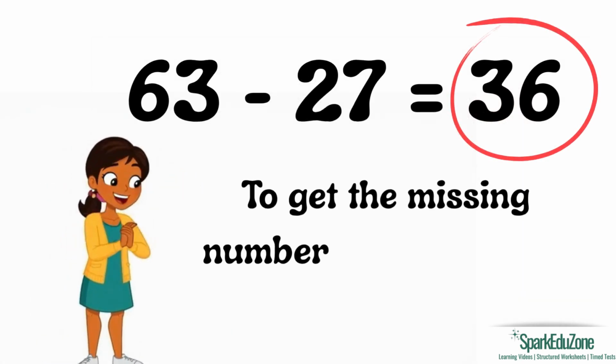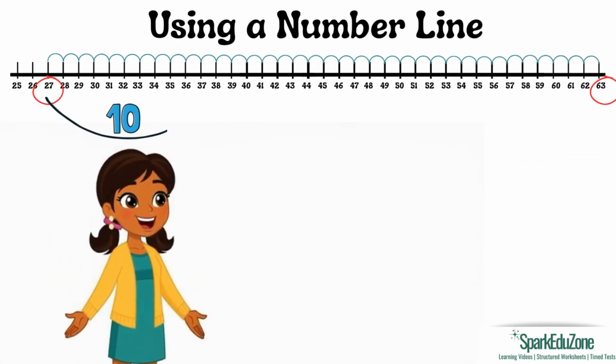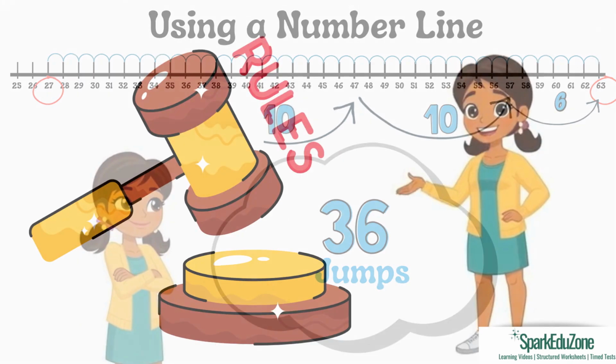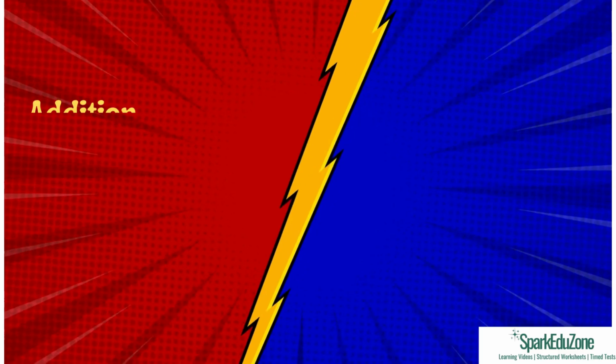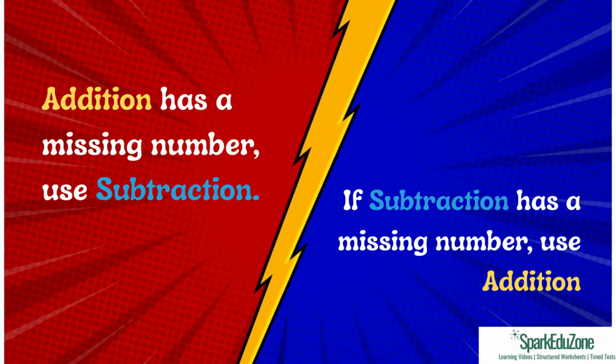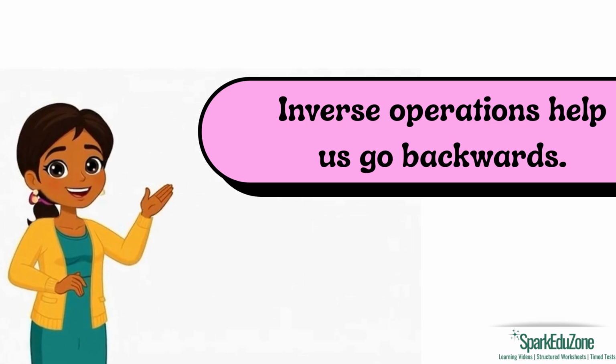Nice and easy. You can also check by counting on. Start at 27 and hop to 63. That takes 36 jumps. Great job. Here's the rule. If addition has a missing number, use subtraction. If subtraction has a missing number, use addition. Inverse operations help us go backwards.